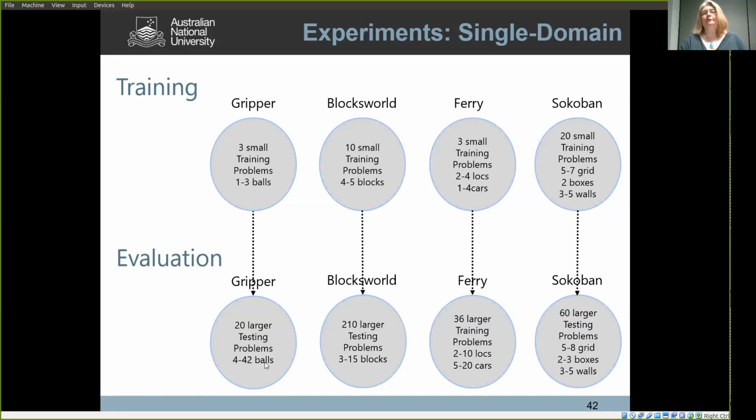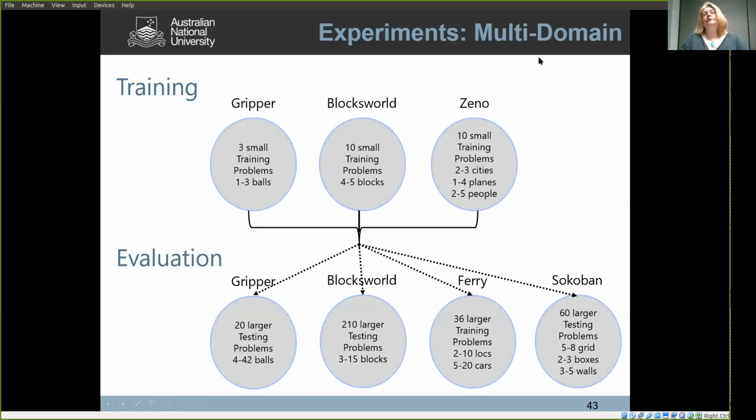So I'm going to show you two types of experiments, one which we call single domain experiments. In these experiments, we basically learn on small problems from a given domain, and we're going to evaluate on larger problems from the same domain, with the domains being Gripper, Blocksworld, Ferry, and Sokoban. And in the second type of experiments, which are the multi-domain experiments, we're going to learn a single heuristic from small problems from several domains. So Gripper, Blocksworld, Zeno in this instance. And then we're going to evaluate on larger problems from domains from which we have learned, but also from domains from which we haven't learned, like in our case, Ferry and Sokoban.